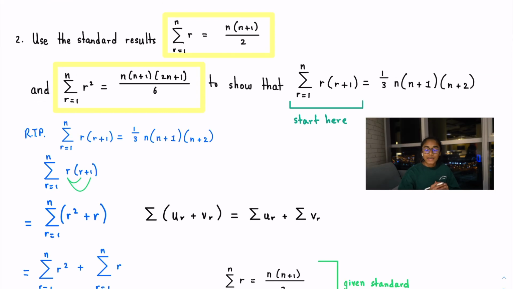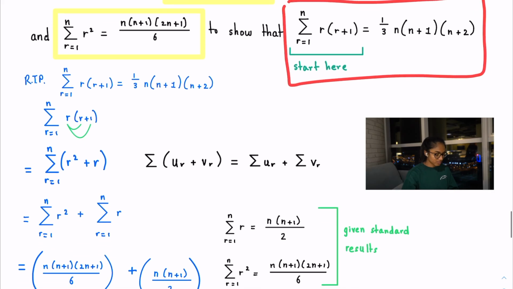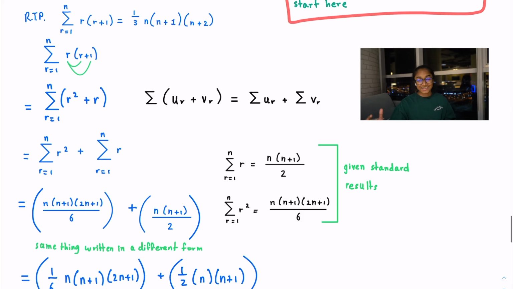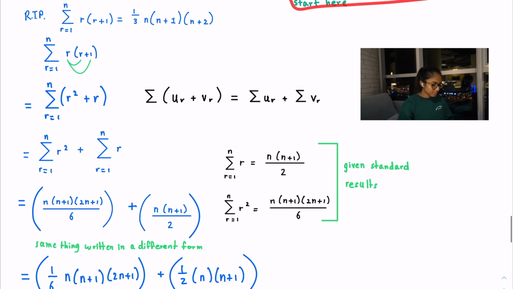So now we're going to look at question 2, which says use the standard results for the sum of r and the sum of r squared to show this. And I did this question because I wanted to spend most of the time actually explaining and not writing. So we start the proof by saying required to prove and what was stated there. So required to prove this.